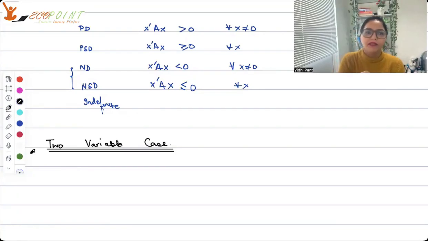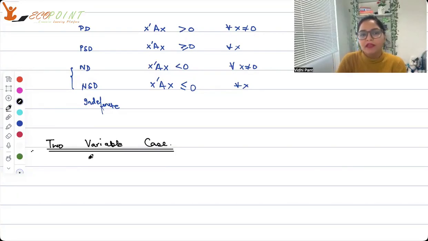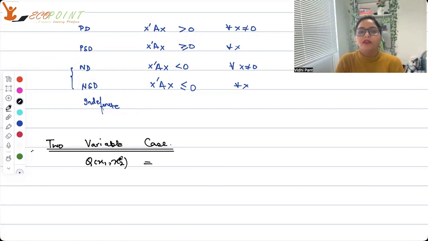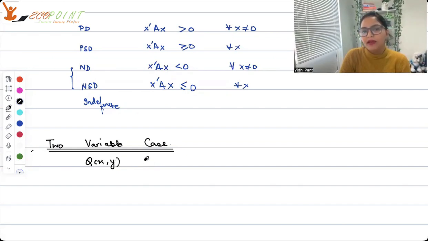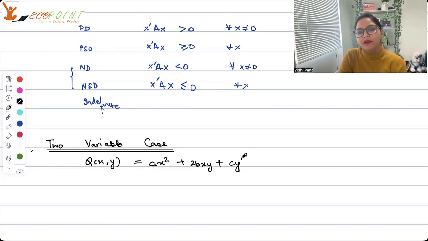So today I will focus on this two variable case wherein your quadratic form is a two variable quadratic form. So it's Q(x, y), where x, y are your input variables, is equal to ax square plus 2bxy plus cy square. Remember, it's not a quadratic polynomial, it's a quadratic form.